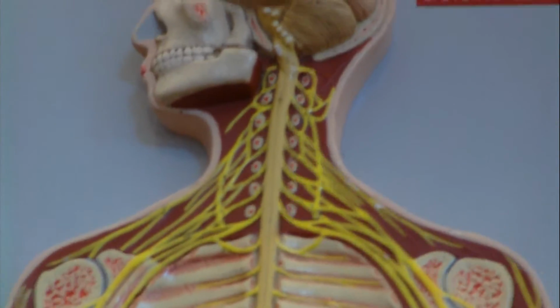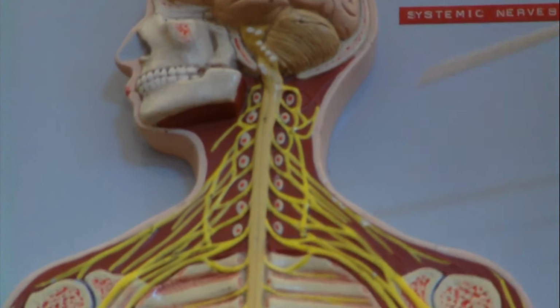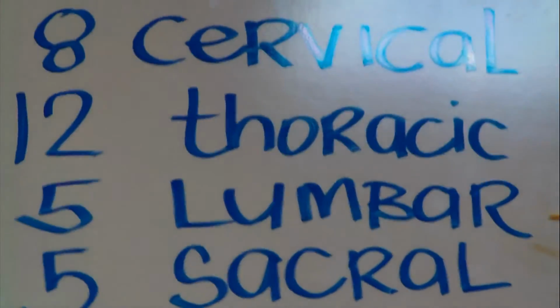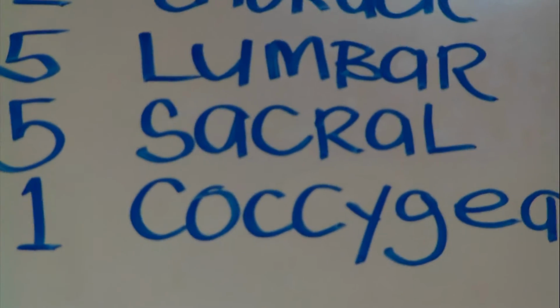For the peripheral nervous system flat model, we have 31 pairs: 8 cervical, 12 thoracic, 5 lumbar, 5 sacral, and 1 coccygeal.